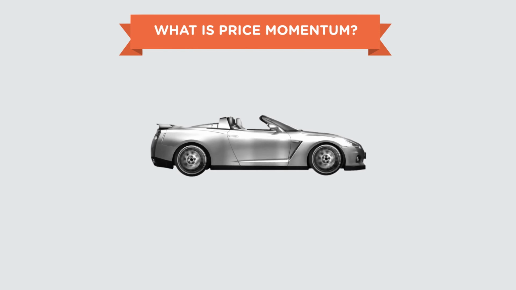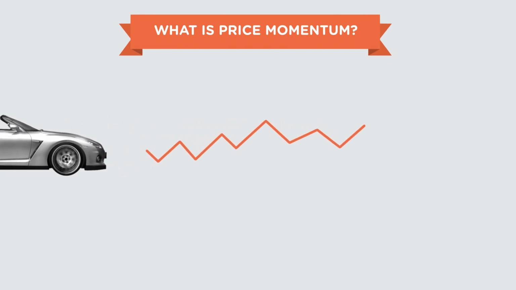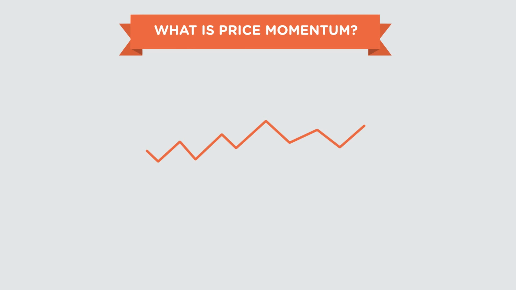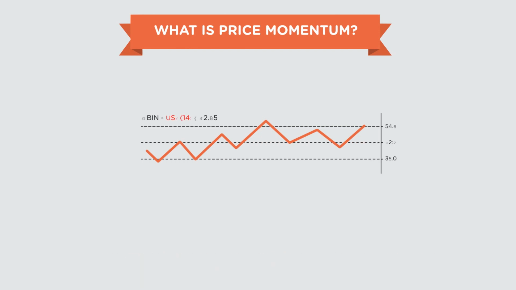In basic physics, momentum is defined as the rate of speed of a body in terms of its mass. Now, the momentum of RSI calculates the rate of change in price of a security. The RSI that appears on the screen, therefore, is the momentum of the stock. The values are calculated by continually subtracting the security's closing price X days ago. The default is about 14 days. The scale of difference between those closing prices determines the directional change.